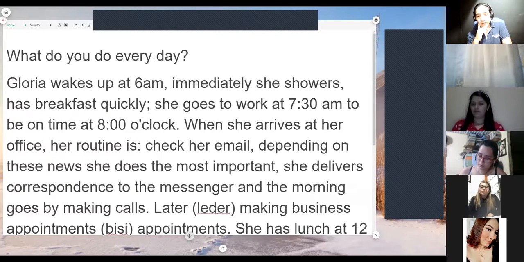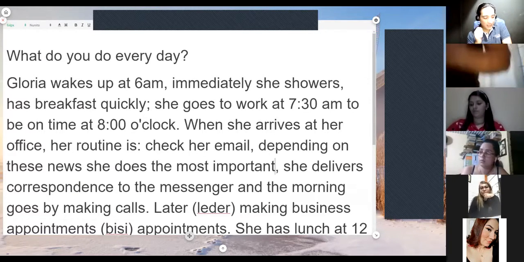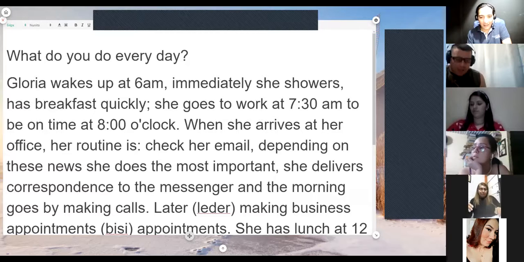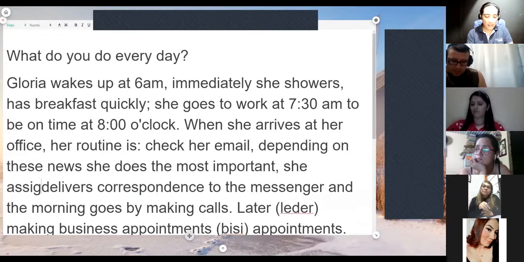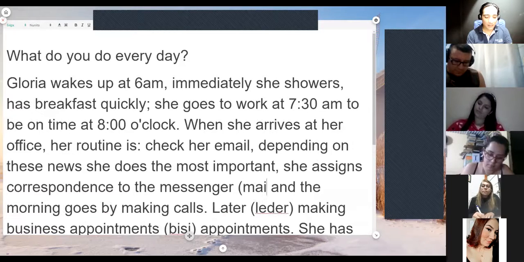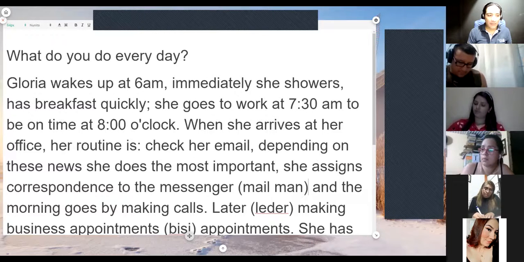Okay. She delivers correspondence to the messenger. Yeah, pero es que tú no la entregas. Deliver es como entregar, pero ya de una sola vez. Aquí sería she assigns. Tú le asignas la ruta al mensajero, ¿verdad? Así okay. She assigns correspondence to the messenger. Otra manera que sí se puede sería mailman. Otra manera de decir messenger sería mailman. Te va a parecer como cartero, pero en realidad es el hombre que lleva el correo, ¿no?